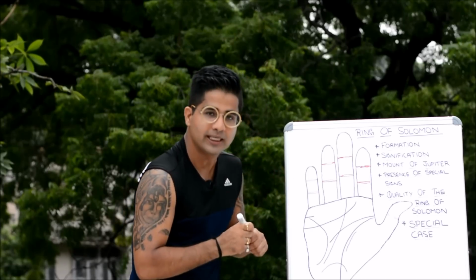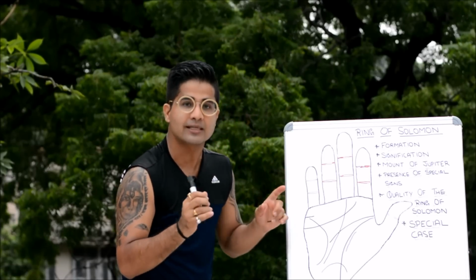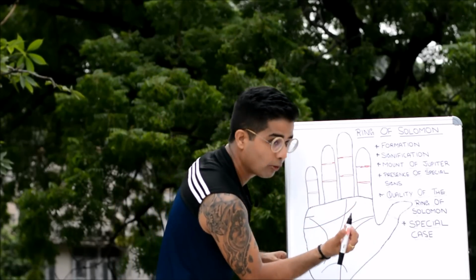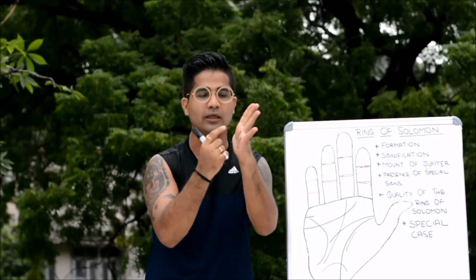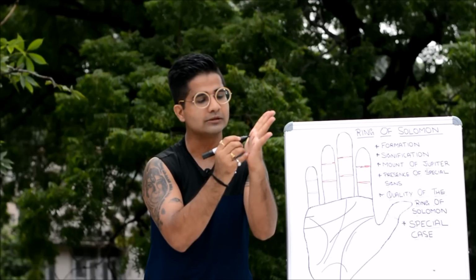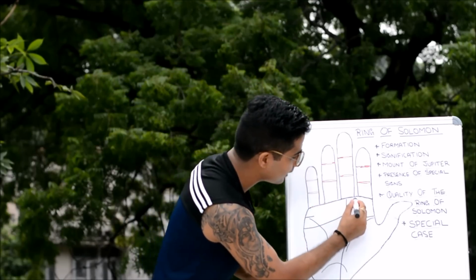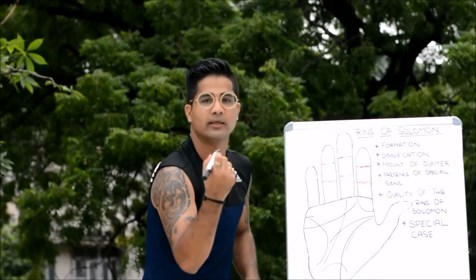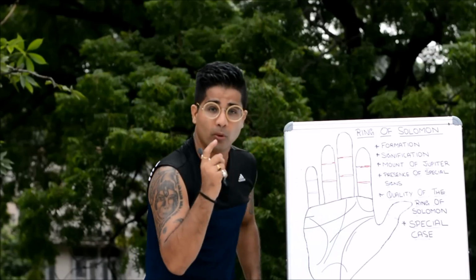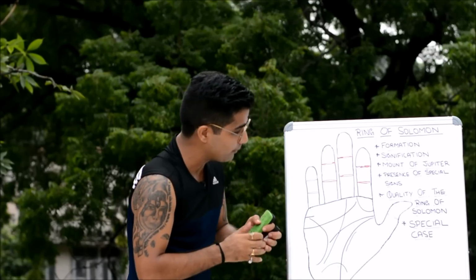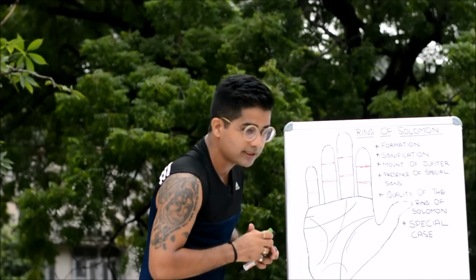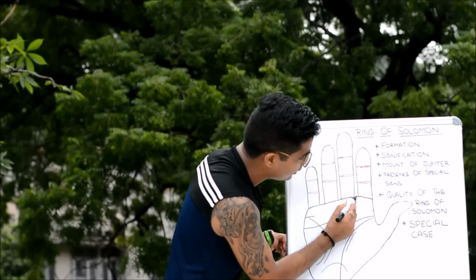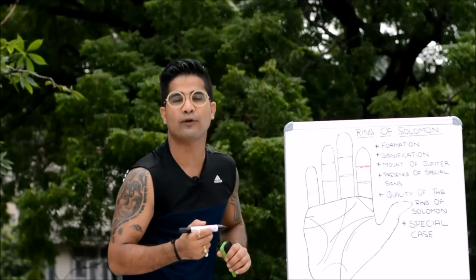This Ring of Solomon is found over here, as the name suggests, in a ring formation encircling the mount of Jupiter. So this is my index finger, this is my mount of Jupiter. You'll find it something like this. So this is the Ring of Solomon, and this is one aspect of this formation, and you might also find it in another aspect somewhere, this Ring of Solomon going in a straight kind of line formation.